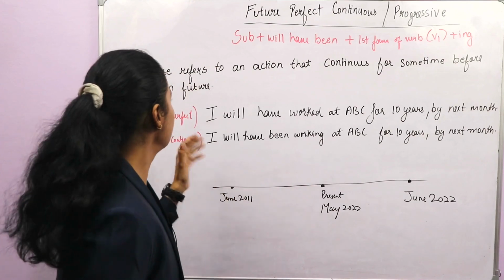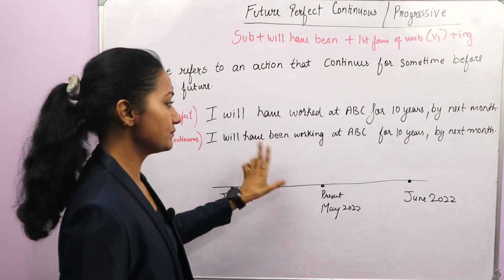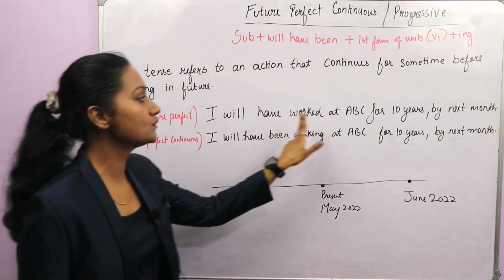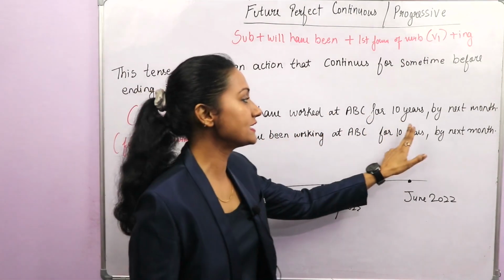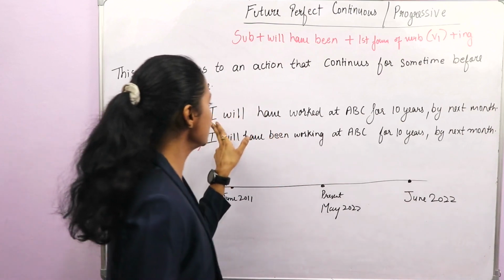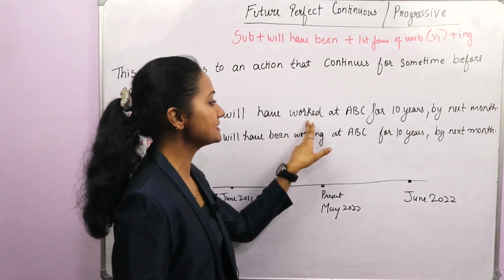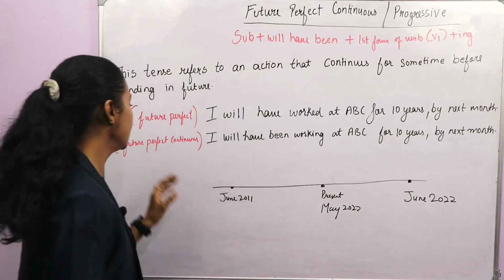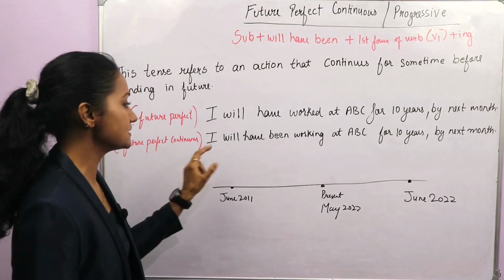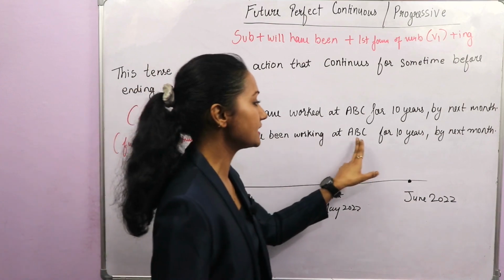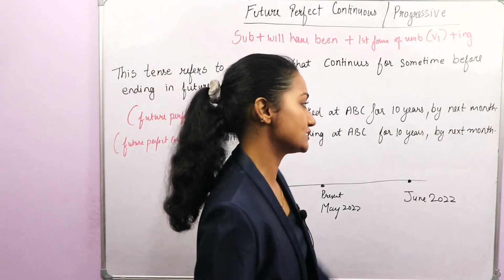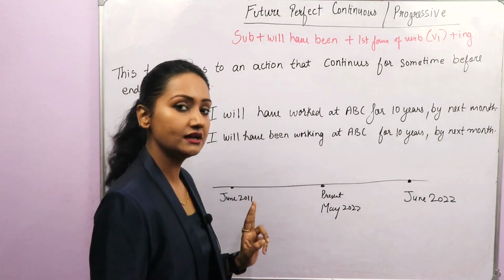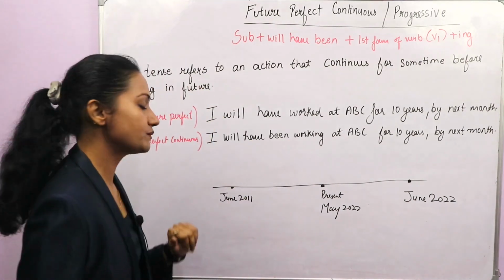Okay, here I want to bring something really important to your notice. What is it? We have two examples here. One is in future perfect: I will have worked at ABC for 10 years by next month. So subject plus will have plus third form of the verb. So this is future perfect. Now future perfect continuous: I will have been working at ABC for 10 years by next month. So subject plus will have been working. Okay, so this is future perfect continuous.